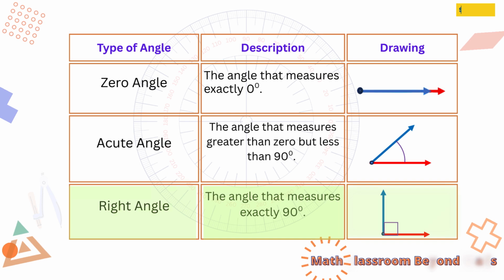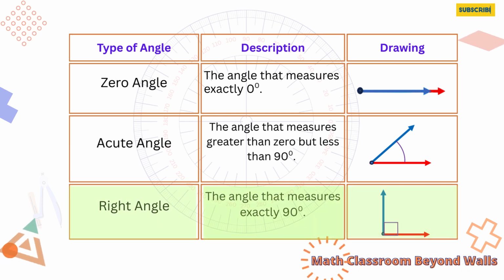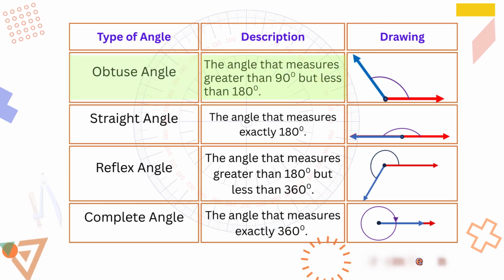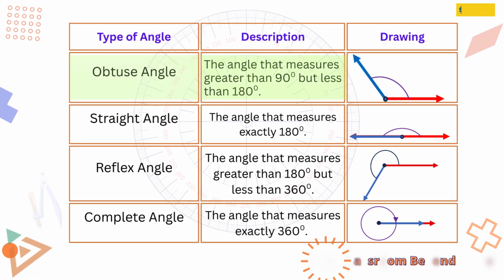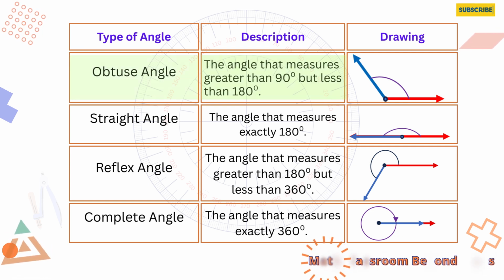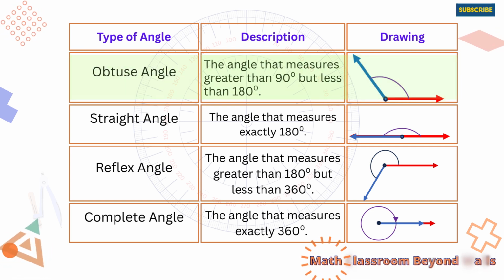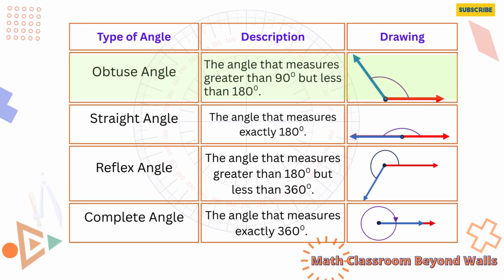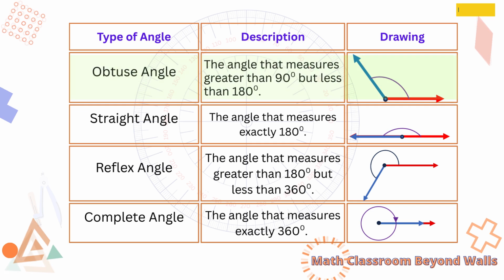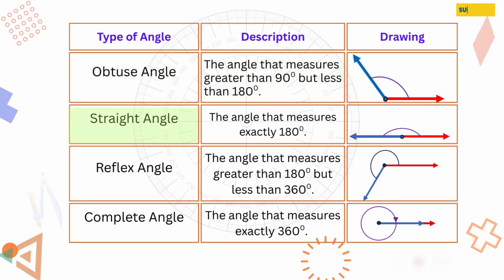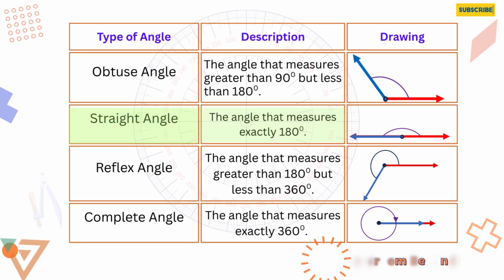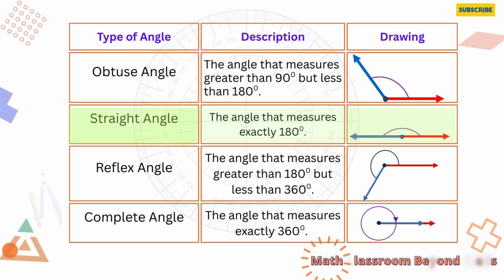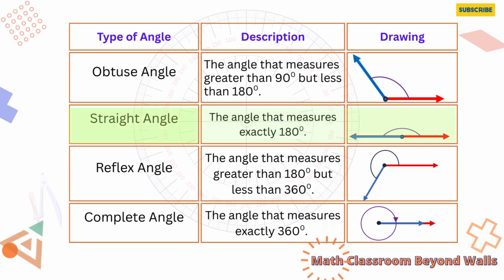The angle representing letter L. Fourth, obtuse angle. The angle that measures greater than 90 degrees but less than 180 degrees. Check the sample drawing here and compare the terminal side of the obtuse angle to that of the L-shaped 90-degree angle. Fifth, straight angle. The angle that measures exactly 180 degrees. Look at the drawing. This is the angle whose rays form a straight line.